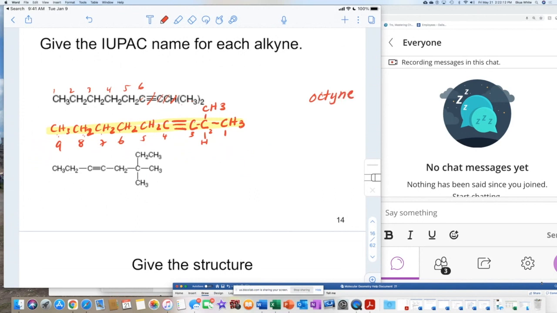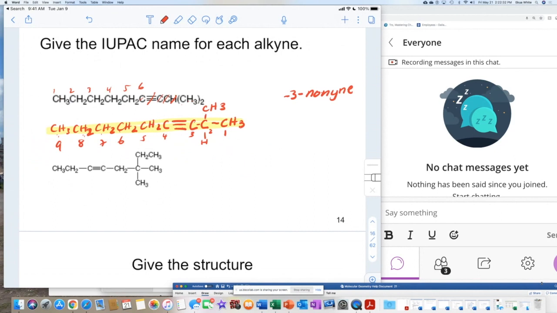Octine. No, sorry. 9 is no 9. Oct is 8. No 9. No 9, right? I know that's a weird name. No 9 is 9 with a triple bond. And then the triple bond is on carbon 3. So it's going to be 3 dash.